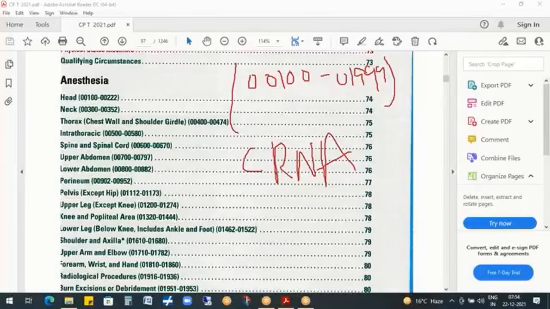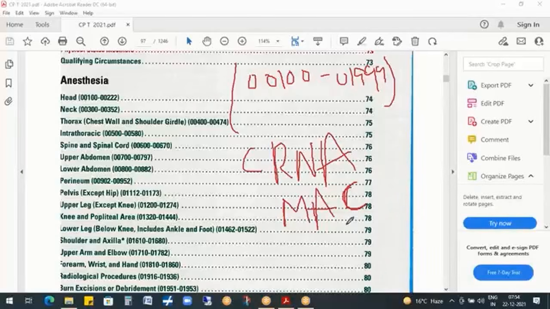Next one, third one: monitored anesthesia care, in bracket MAC. If you want, you can see my screen.